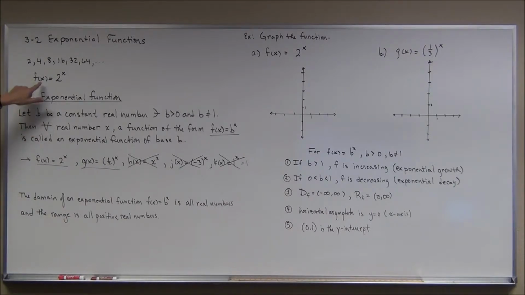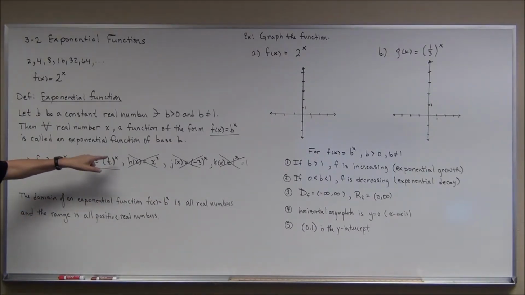And as I mentioned before, we're going to allow x to be any real number. The domain is the set of all real numbers. The range, as it turns out, when you take a positive number and you raise it to a power, you get a positive number. So the range will be all positive real numbers.